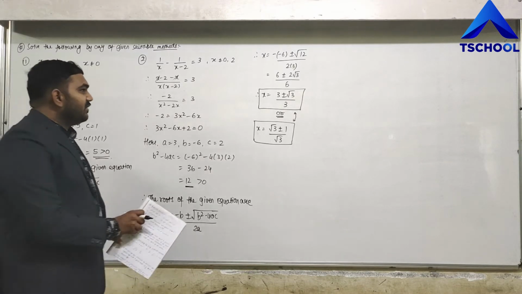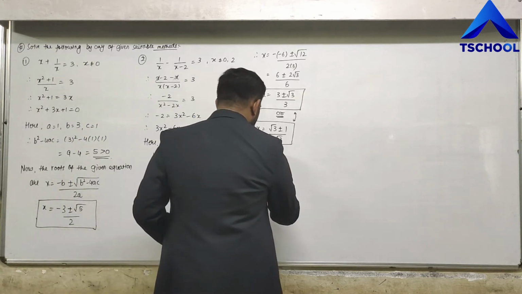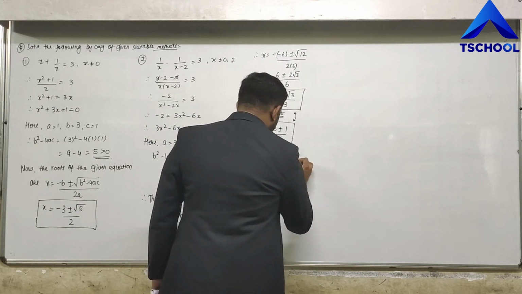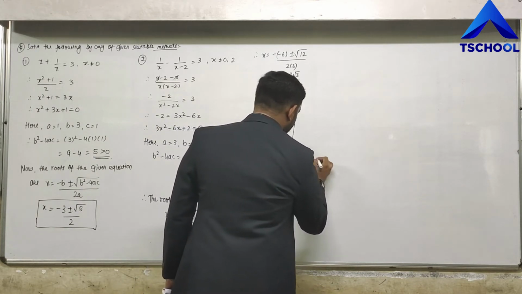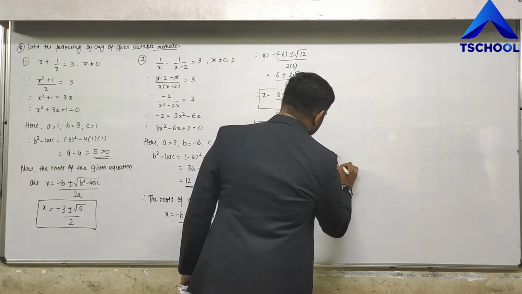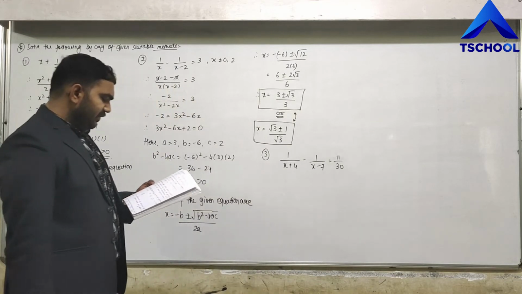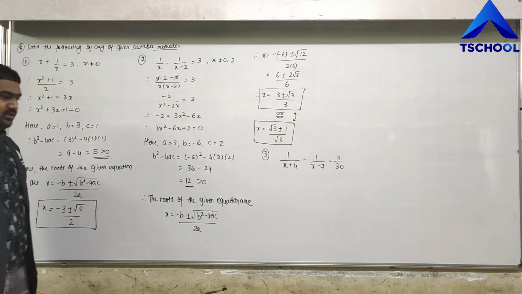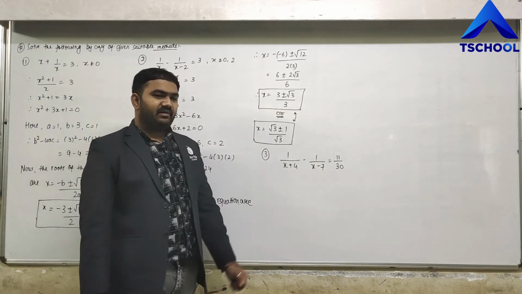And last one again of the same type, let us solve it here. So with this we can get all the concepts clear. One upon x plus 4 minus 1 upon x minus 7 is equal to 11 upon 30. Right? I am having this question here.